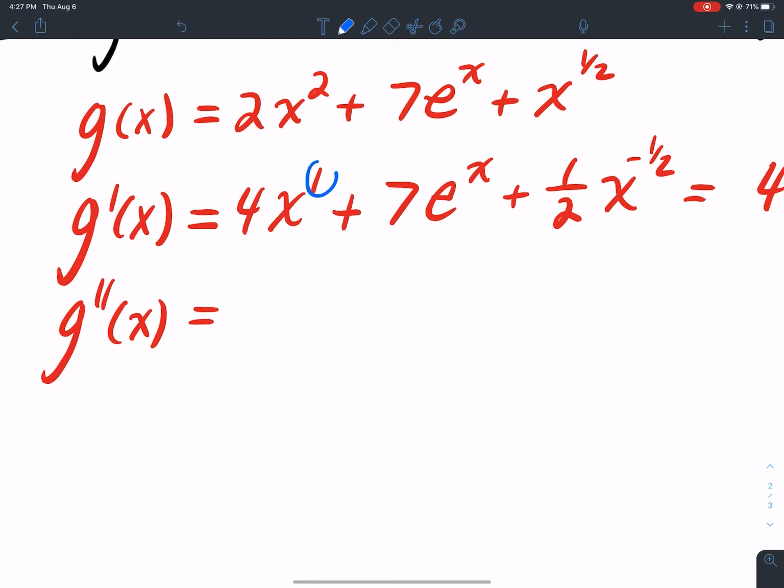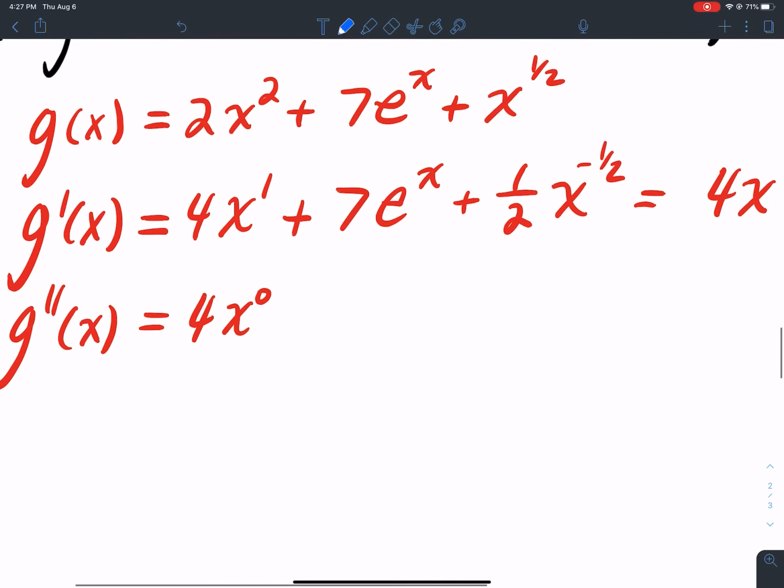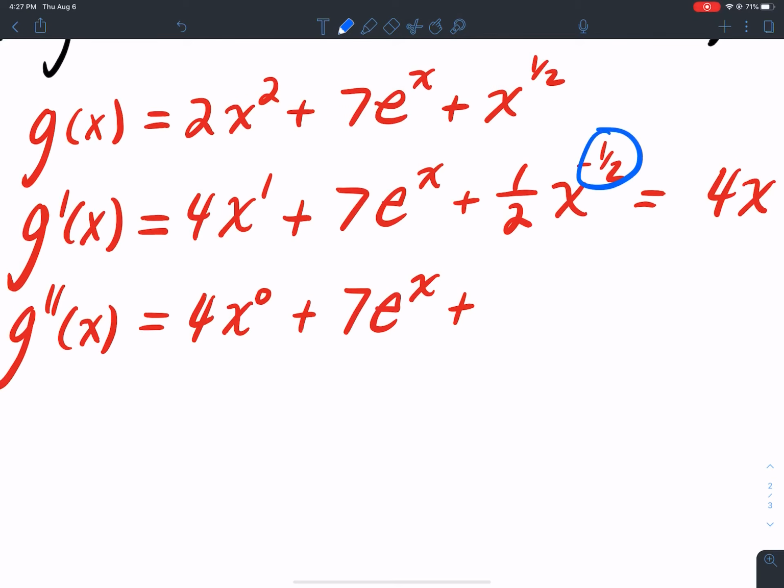So what's the derivative here? 1 comes out front. 1 times 4 is 4, and subtract 1 from 1, I get x to the 0. This one's the same thing again. e to the x is e to the x. Hey guys, y'all see something here? No matter how many derivatives we take of this, it's just staying the same. Interesting. Okay, what about this one though? 1/2 times -1/2, that's -1/4, right?